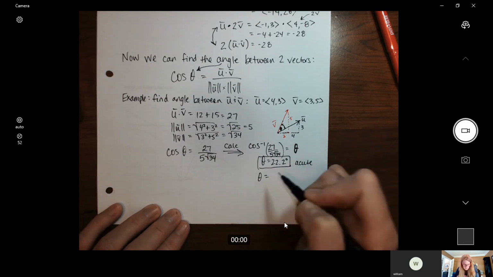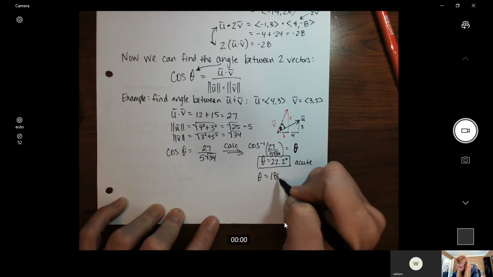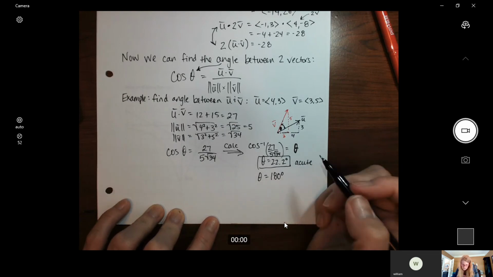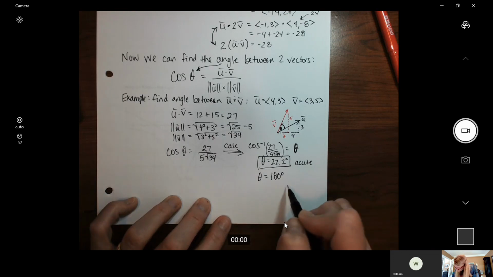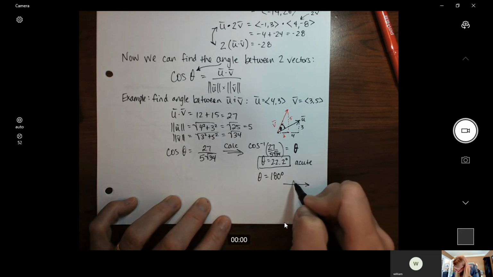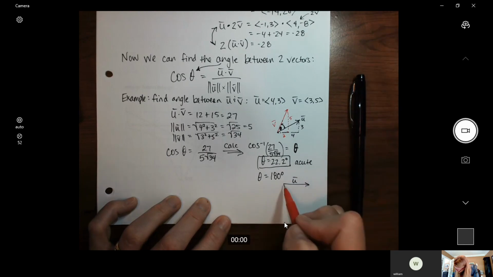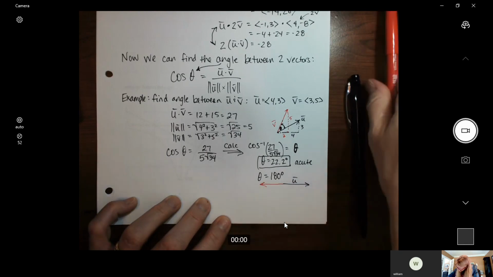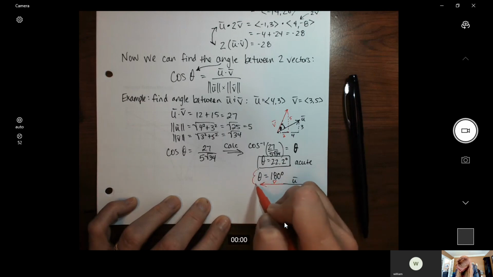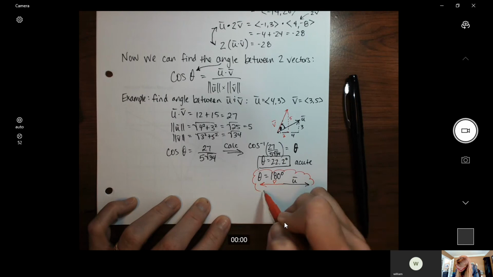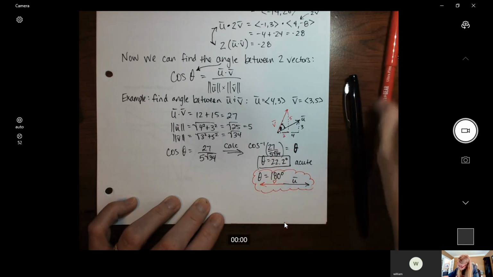So one last thing I want to talk about is that obviously this would be an acute angle. If theta ended up being 180 degrees, then your vectors would look like this. You'd have one vector going this way, and then the other vector would go this way, 180 degrees from it. So that's a possibility. So this is acute. Obviously, this is less than 90 degrees.